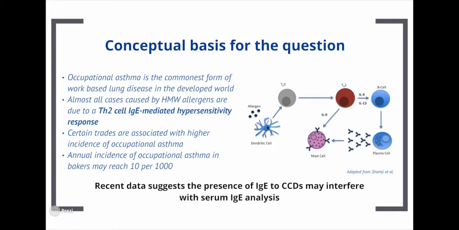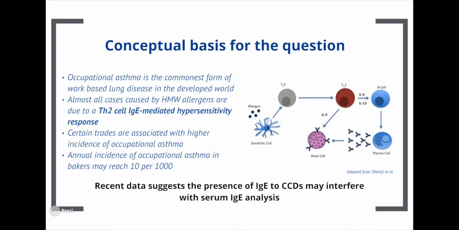So what's the conceptual basis of our research? Well, occupational asthma is the commonest form of work-based lung disease in the developed world, and almost all cases of occupational asthma due to high molecular weight allergens are caused by a Th2 cell IgE-mediated hypersensitivity response, the mechanism of which is illustrated on the right-hand side of the screen now.